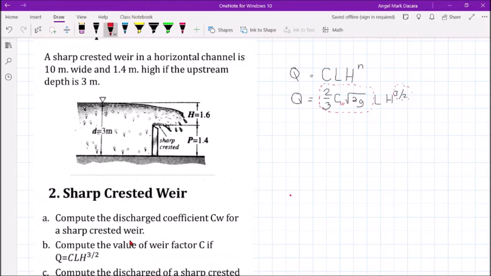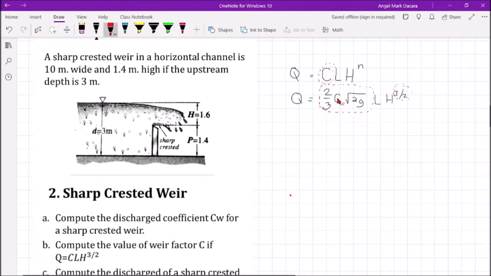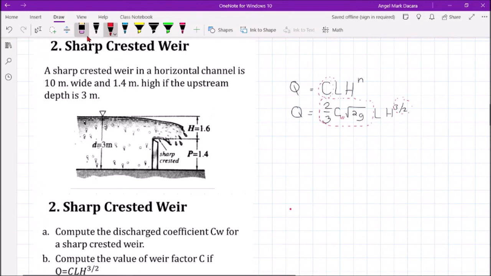Yung susunod na tanong, pinapakompute niya is the value of weir factor C if the formula is eto. So, ang pinapakompute niya sa letter B is eto. Eto lang, napakadali. That's just direct substitution. Okay? And we can guess that it's around 1.8 something or 2. Mga ganun. Next is compute the discharge of a sharp crested weir. So, wala na. Direct substitution na lang dito. Napakadali. Diba? Kailangan mo lang i-interpret kung ano yung sinasabi at yung pinapakompute.